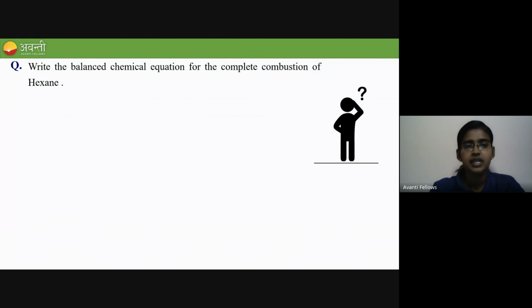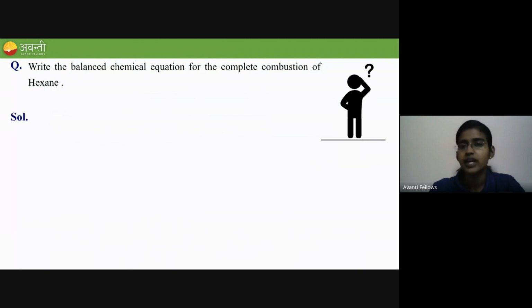So what could be the answer? What is the formula for hexane? Can anyone let me know the formula for hexane? I will solve the question on the screen for you, because typing the whole equation in the chat box is very difficult, right? So just one of you let me know the formula for hexane. We will proceed. Quickly.